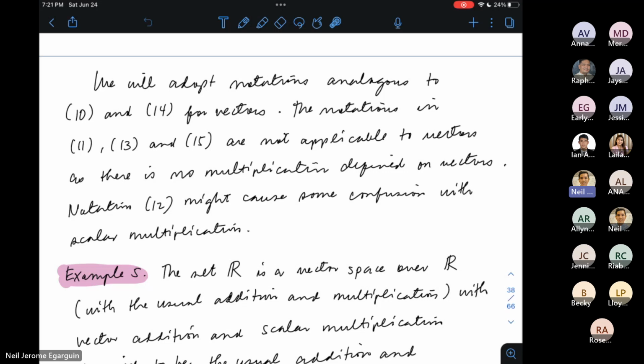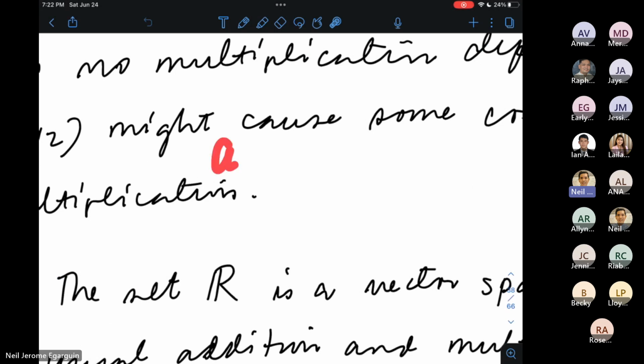Now, I'm mentioning here that we will adopt usual notations for vector addition. I think equations 10 and 14 are about how to write summation notation for vectors. Kaya lang, be careful when adopting those notations because, for instance, there's no such thing as vector multiplication. So yung notations equations 11, 13, and 15 in the module will not apply, all right? And then yung notation 12, we'll try to avoid it because that can create some confusion with scalar multiplication. Kasi yung notation 12 yata ay a plus until a, n times.